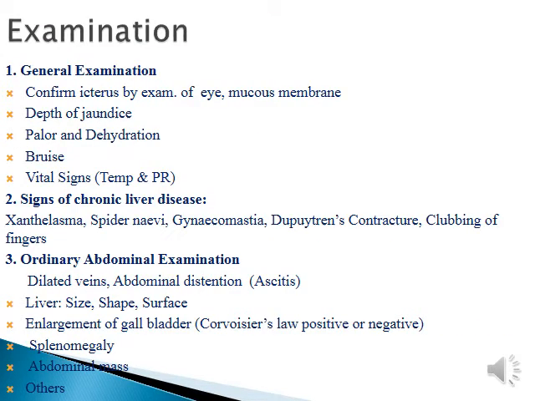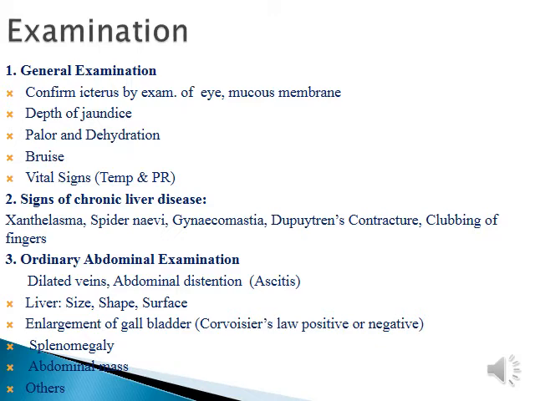In this slide, I will speak about examination of a patient with jaundice. First of all, general examination. This is to confirm the presence of jaundice by examination of the eye and mucous membrane. We need to look at the depth of jaundice. We need to check whether the patient is pale or not, check his or her hydration status, look to see whether there is a bruise or not, and check vital signs including temperature, pulse rate, blood pressure, and so on.